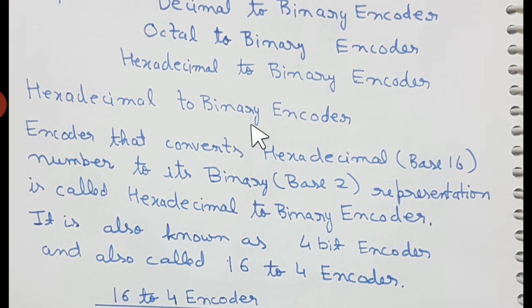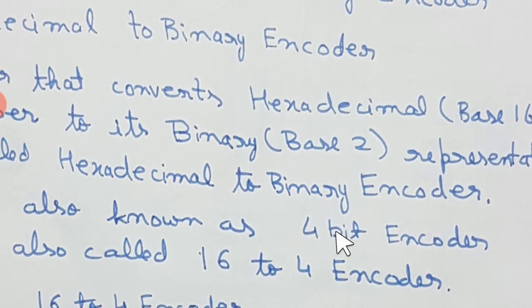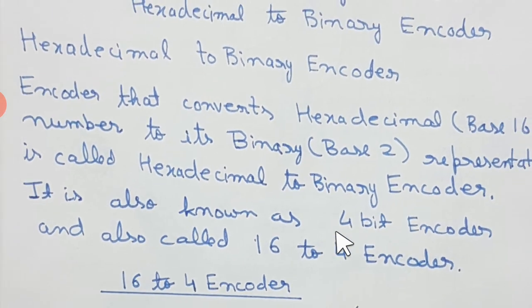16 numbers are there in the hexadecimal number system, that is 0 to 9 are the numbers, and after that A, B, C, D, E, F are the alphabets to represent the numbers like 10, 11, 12, 13, 14 and 15. Alright. Now the encoder that converts hexadecimal or base 16 number to its binary or base 2 representation is called hexadecimal to binary encoder. It is also known as 4-bit encoder, okay, and also called 16 to 4 encoder.